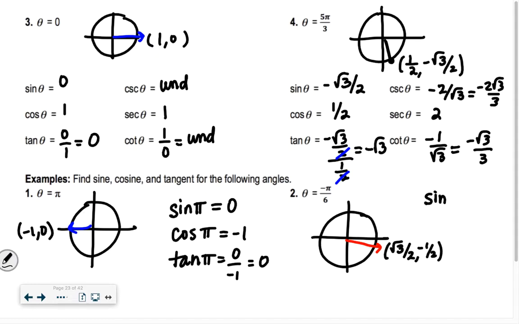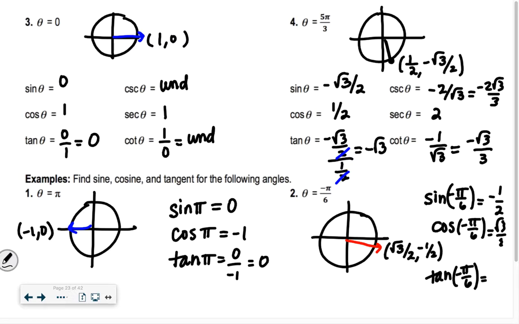So the sine of negative pi over 6, oops, I did negative pi over 2. The sine of negative pi over 6 is negative 1/2. The cosine of negative pi over 6 is root 3 over 2. And the tangent of negative pi over 6 is negative 1/2 over root 3 over 2, which becomes, when you rationalize, negative root 3 over 3. Oh, 3's are hard to draw there. You could work it out, but it works out to be that.